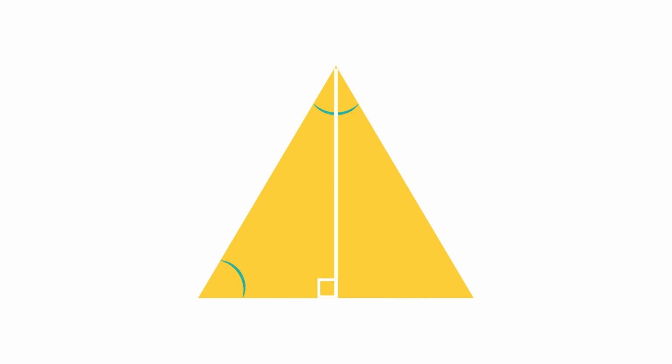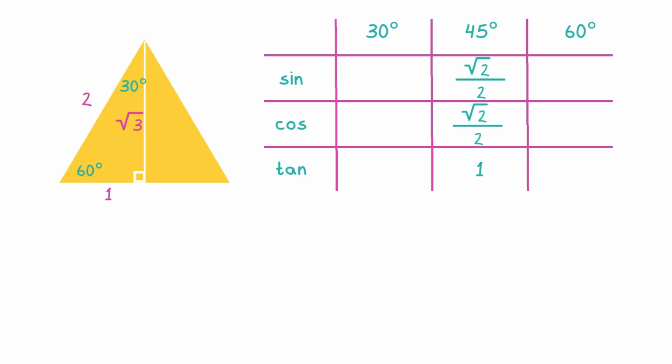Now, let's focus on the angles. It's been established that this is a right angle, and this one measures 60 degrees. What would be the measure of this angle? You're right, it would be 30 degrees, which is half of 60. Now, we are set to calculate for the trigonometric ratios of 30 and 60 degrees. Let's proceed with the 30 degrees first.